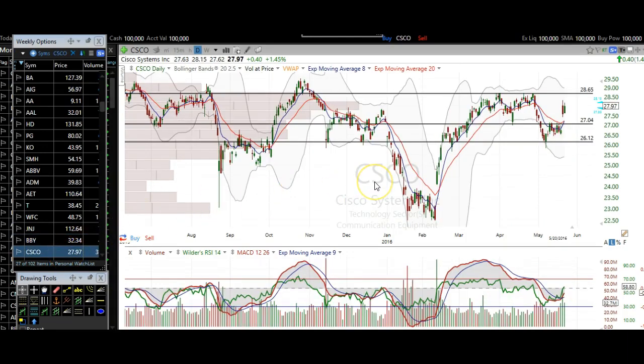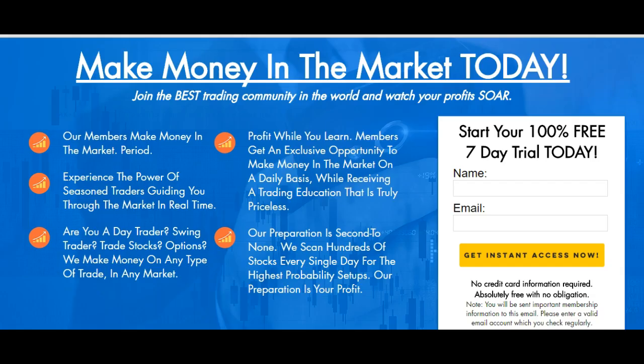Next, I want to cover Cisco. Cisco, key resistance at about 28.60 from these highs over here, right here. And then we've got that support at about 27. 27 support, 28.60 resistance.